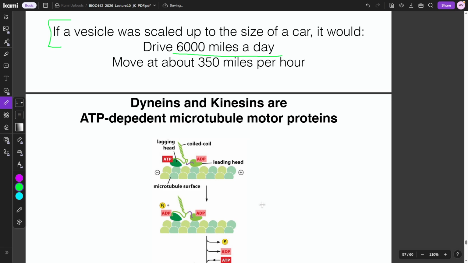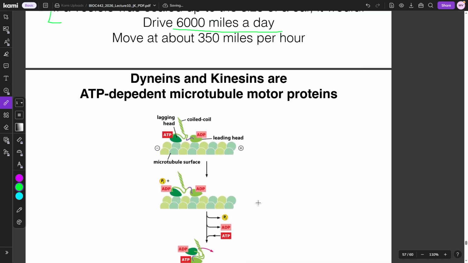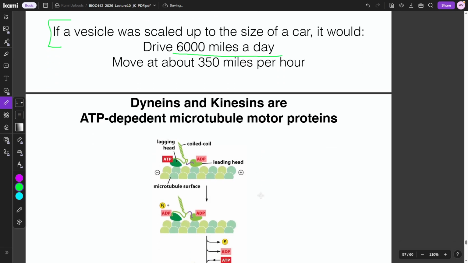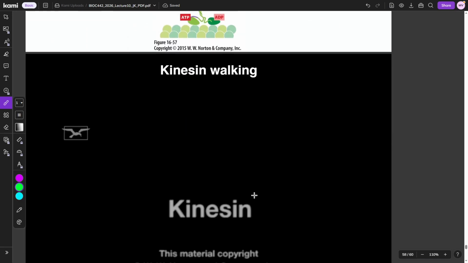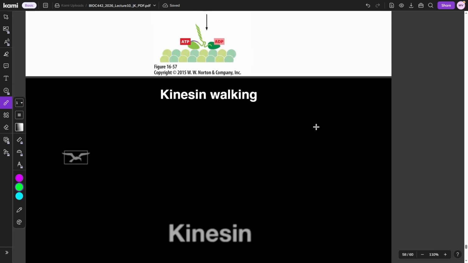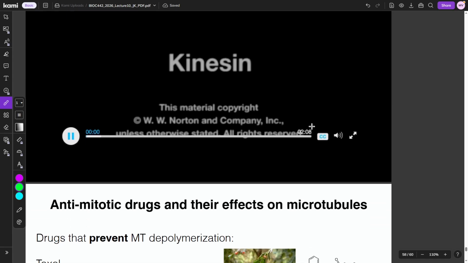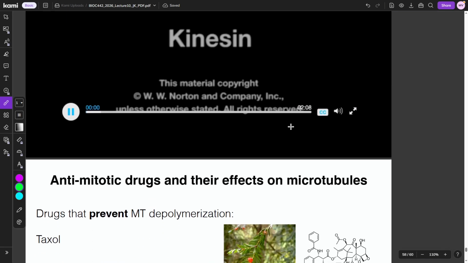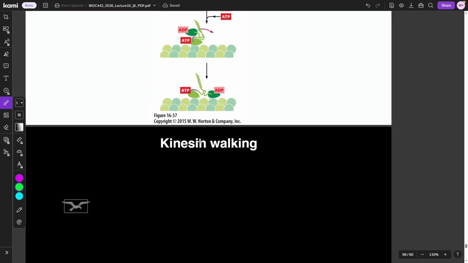So dyneins and kinesins, and I have a bit of a trick for how I remember this. Dyneins and kinesins are trafficking proteins. They are very similar to how myosin works, but basically they help traffic vesicles. They carry vesicles on their back. Please watch this video if you haven't watched it. There's only so much I can do to explain how kinesin and dynein work. This video does a very good job of explaining how it works, so please watch them.